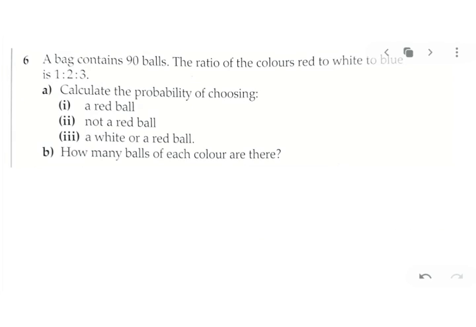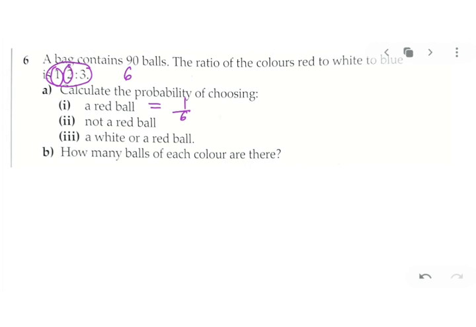Let me check for next. A bag contains 90 balls. The ratio of red to white to blue is 1 is to 2 is to 3. Calculate the probability of choosing a red ball. Now what is the probability of choosing a red ball? First you have to total up your ratio. That is 3 plus 2, 5, 5 plus 1, 6. So your probability of red will be 1 upon 6.